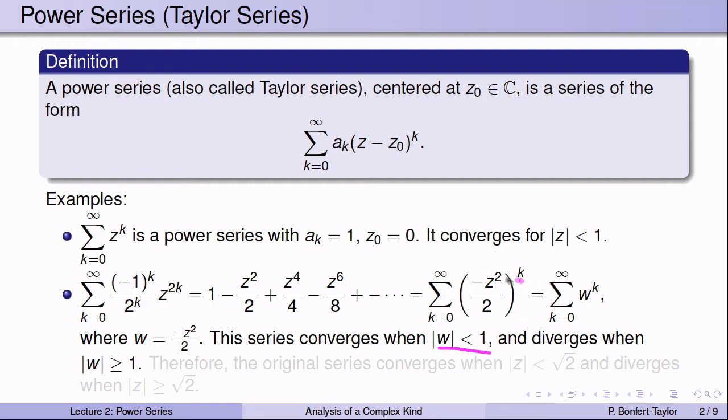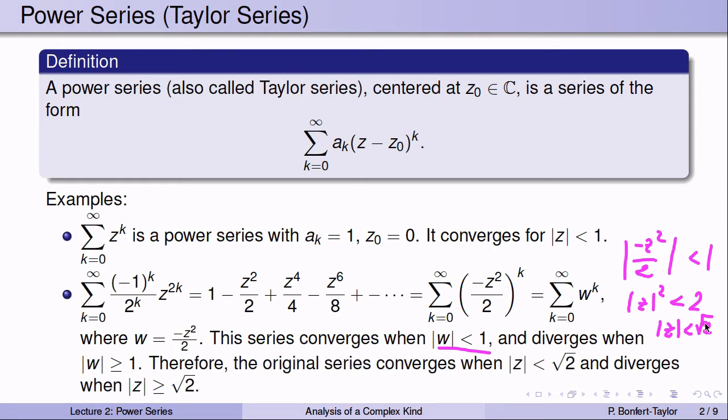What does that mean in terms of z? Well, the absolute value of w is the absolute value of minus z squared divided by 2. When is that less than 1? Well, that is less than 1 when the absolute value of z squared is less than 2. The negative sign goes away in the absolute value, and I multiply it through by 2. When is the absolute value of z squared less than 2? Well, that's the case when the absolute value of z is less than the square root of 2. And so we know that this original series converges when the absolute value of z is less than the square root of 2, and it diverges when the absolute value of z is greater than or equal to the square root of 2.